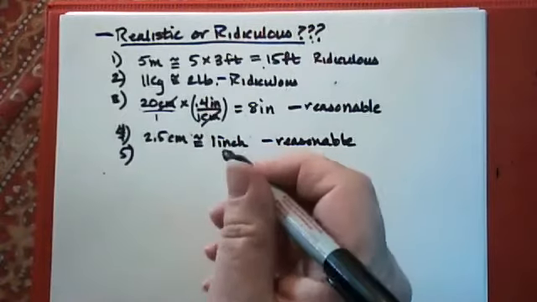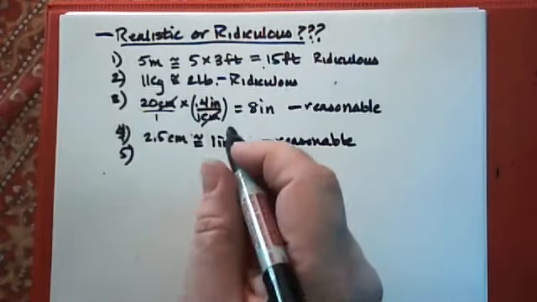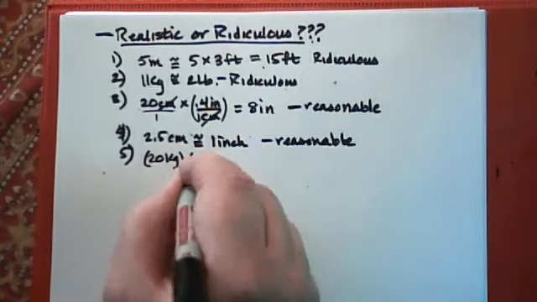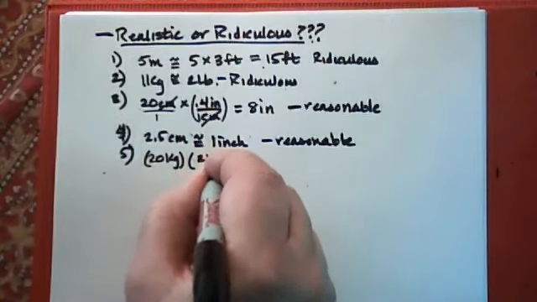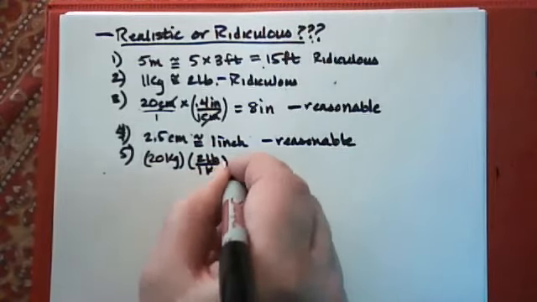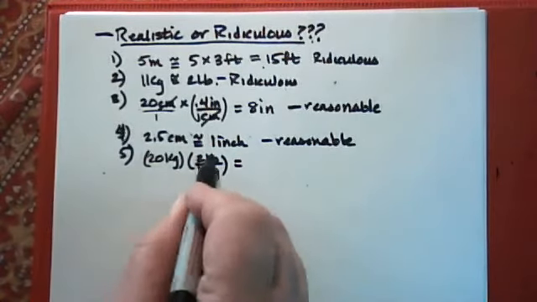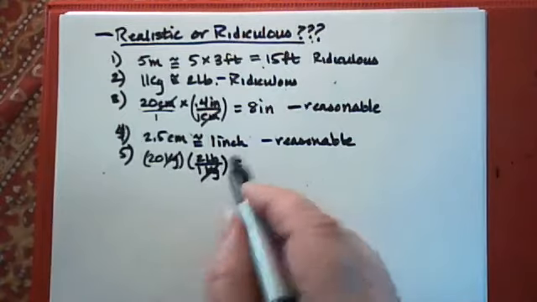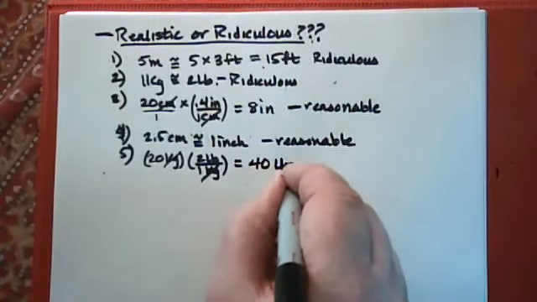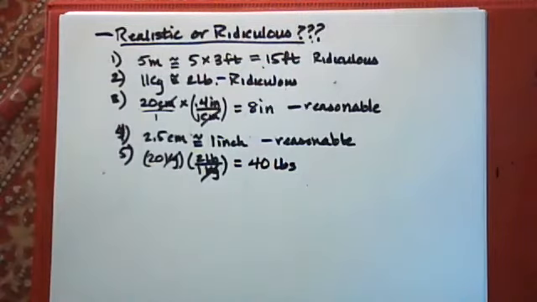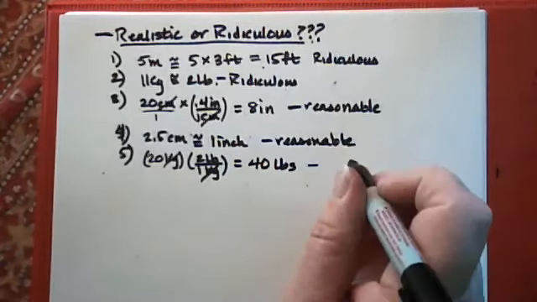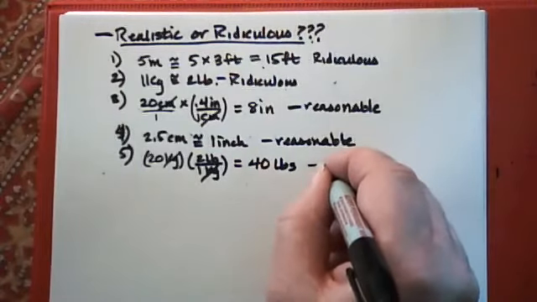It says a Thanksgiving Day turkey has a mass of about 20 kilograms. Okay, 20 kilograms. And it says that each kilogram is about 2 pounds. So if we multiply 20 kilograms times 2 pounds per kilogram, the kilograms cancel out. 20 times 2 is 40 pounds. Now, that's a really big bird. I don't know if you could find one that big anywhere, but that's pretty ridiculous.